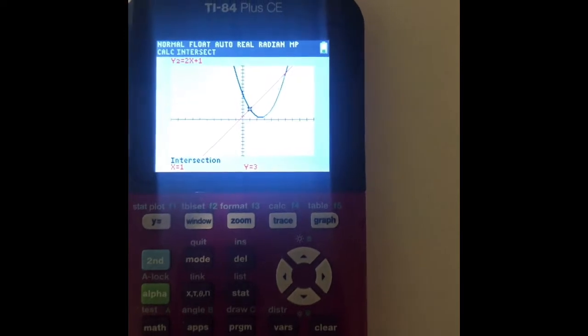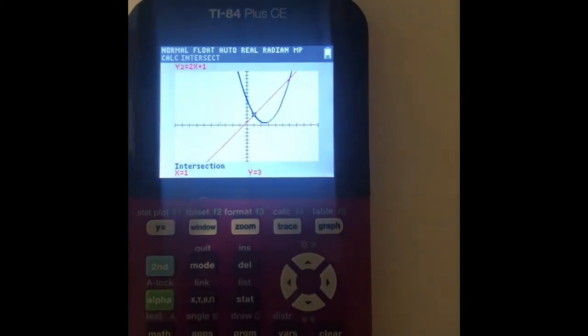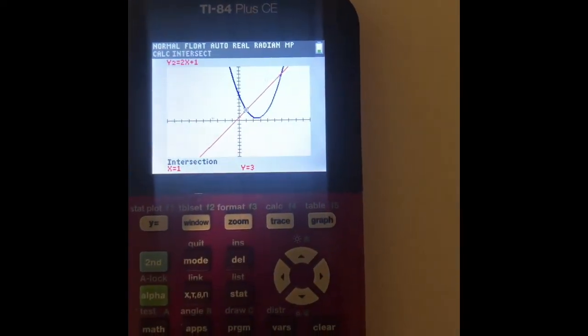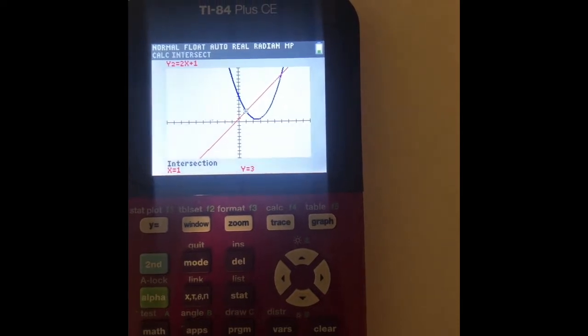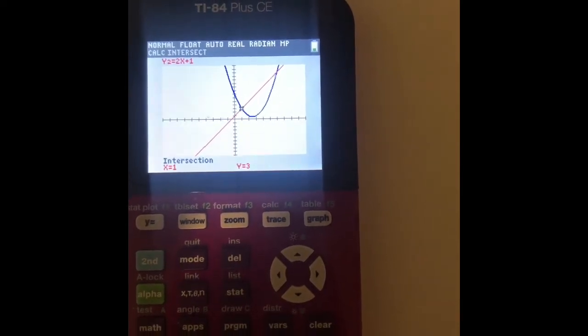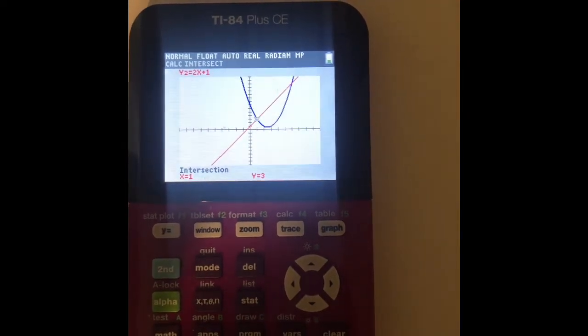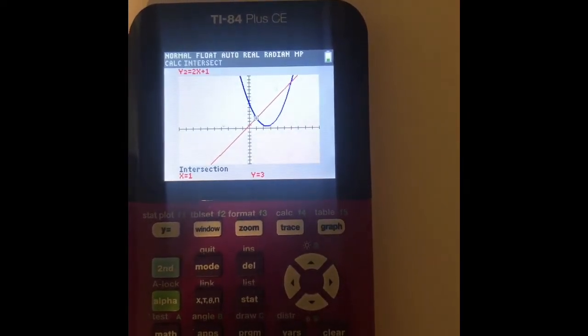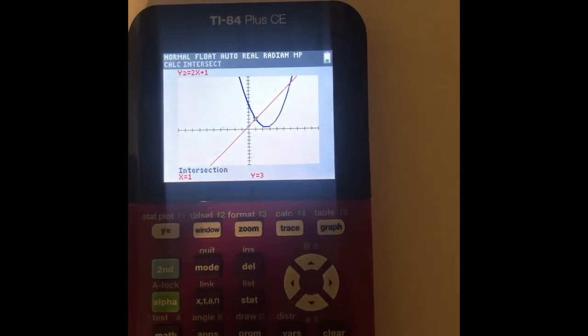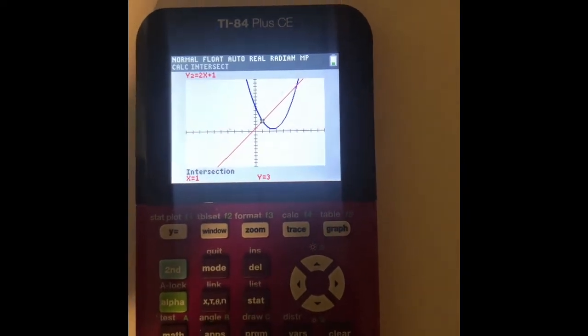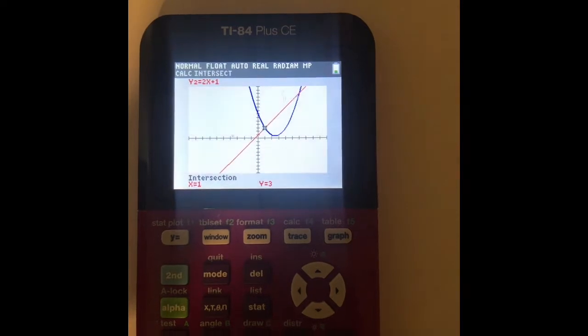So again, what we did was we put both equations in the graphing calculator, and from there we calculated the intersection by clicking second trace, selecting number 5, which is intersect. You move the cursor towards one of the intersection points, and then you click enter 3 times. If you have another intersection, you're going to repeat that process again.